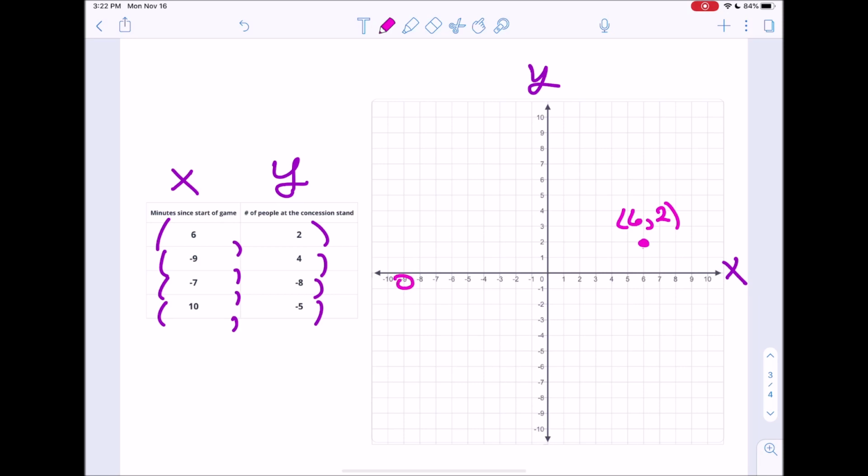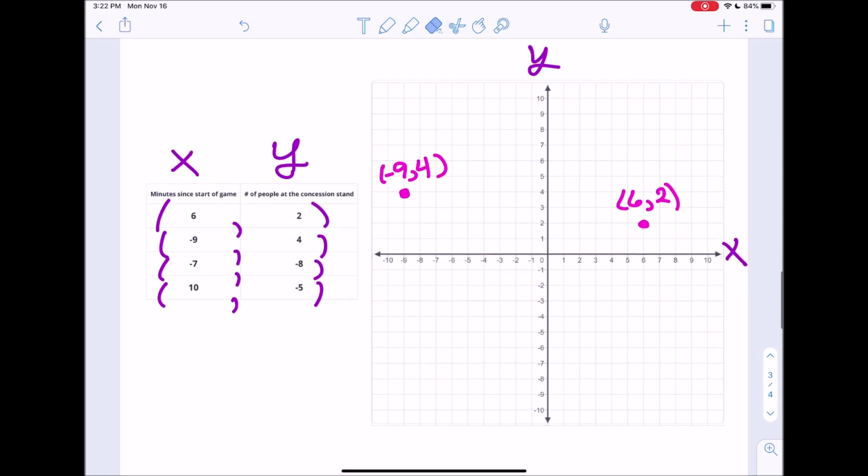My next one's -9 and +4. So here's my -9 for X, my +4 for Y, and I'm going to run my fingers this way for the 4 and up for the 9 and see where they meet, and they meet right here. And I get -9, 4. Okay.